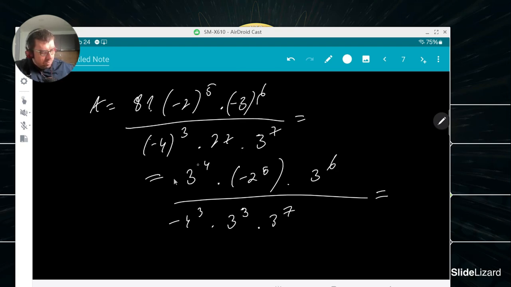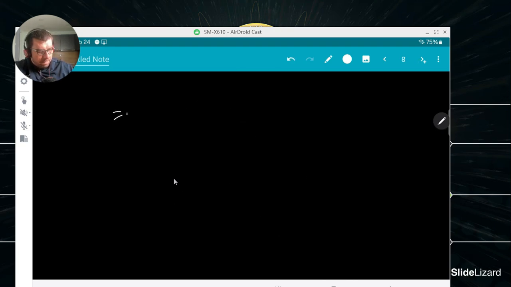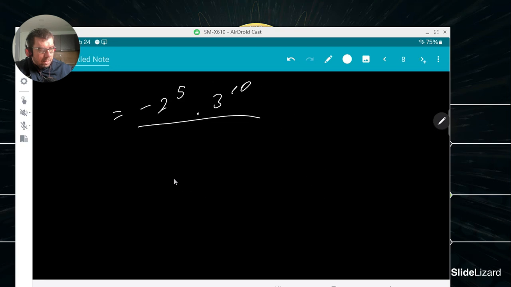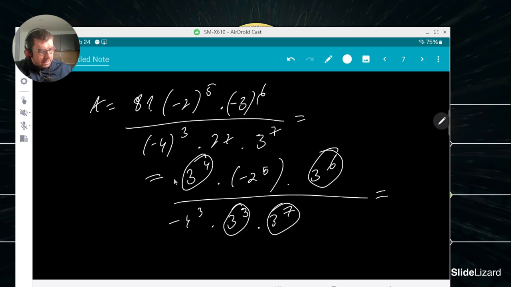Now I multiply these numbers, adding their respective exponents, so I get minus 2 to the power of 5 times 3 to the power of 10, and now this minus 4 is the same as 2 to the power of 2, so I have 2 to the power of 2 to the power of 3, which is 2 to the power of 6, times 3 to the power of 10, right? 3 plus 7 is 10.